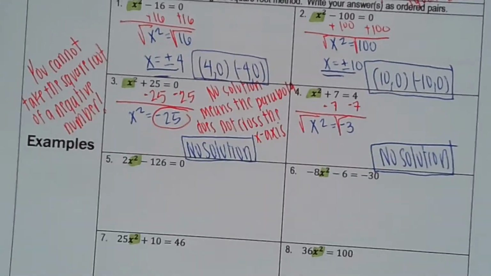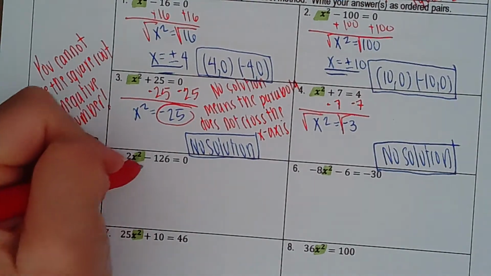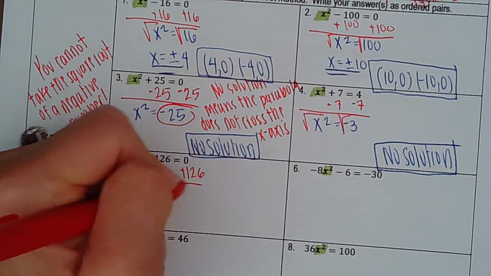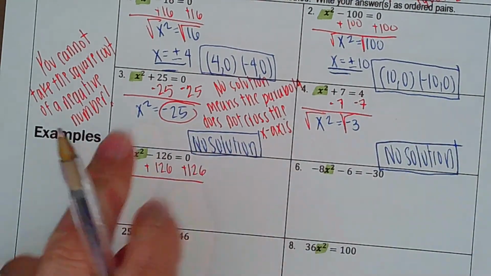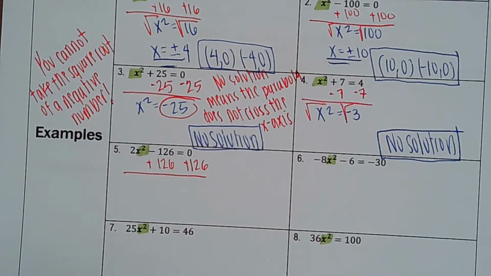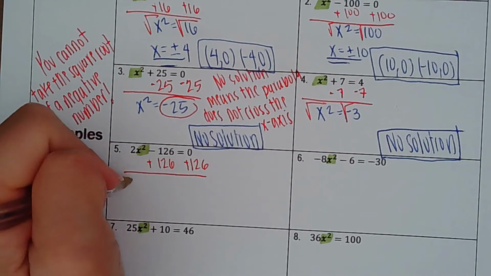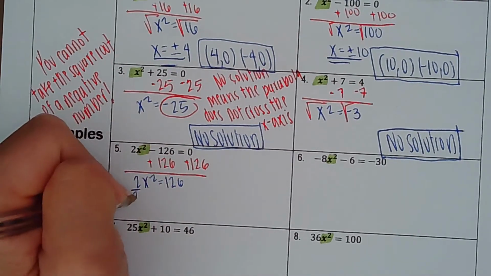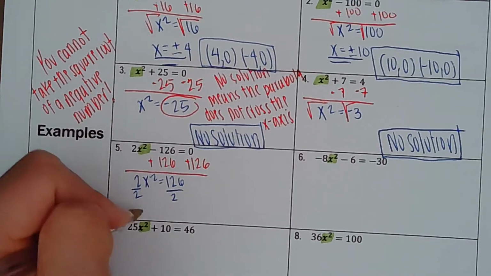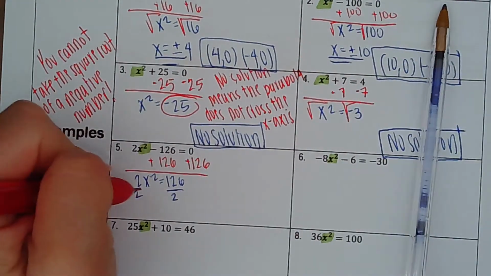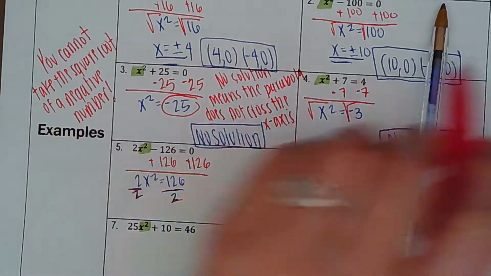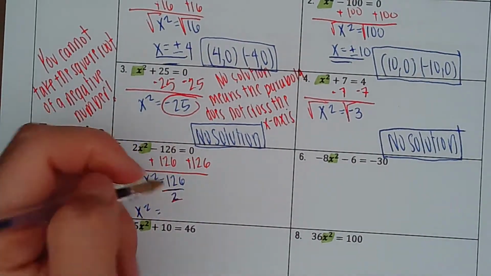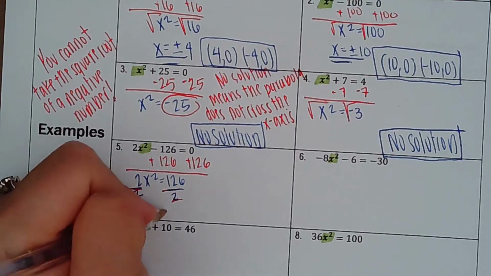Okay, moving down, we'll do the same thing. We'll add 126 and add 126. And this time we have a coefficient in front of our x squared, so we're going to have one more step. We're going to do x squared equals 126. I'll do 2 divided by 2. Oops, it's red when I'm doing these steps. And I'll end up with x squared equals 63.